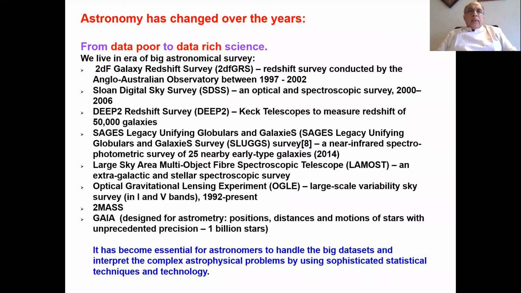Astronomy has changed over the years from a data poor to a data rich science. We live in an era of big astronomical surveys. To list a few, we have the 2dF Galaxy Redshift Survey, SDSS, the Sloan Digital Sky Survey, DEEP2 Redshift Survey, SEGUE Legacy Survey, 2MASS, Gaia, and so on. It has become essential for astronomers to handle big data sets and interpret complex astrophysical problems by using sophisticated statistical techniques and technology.